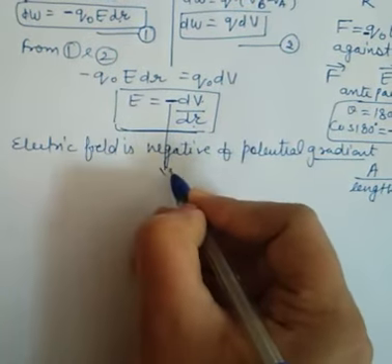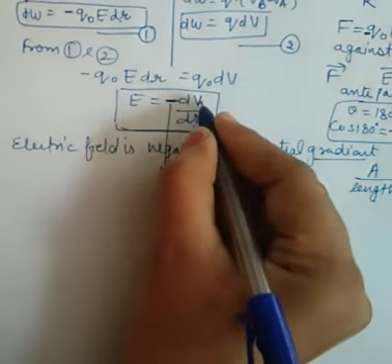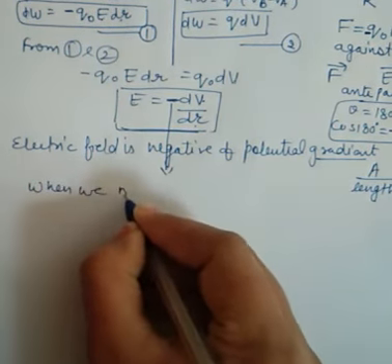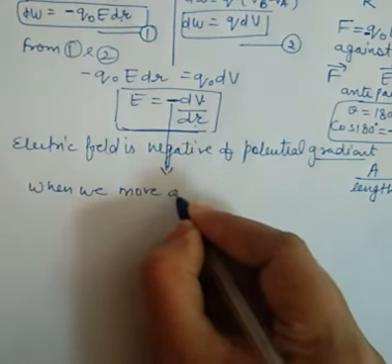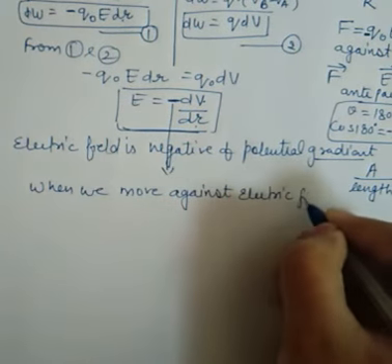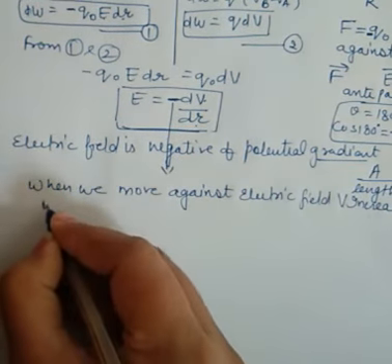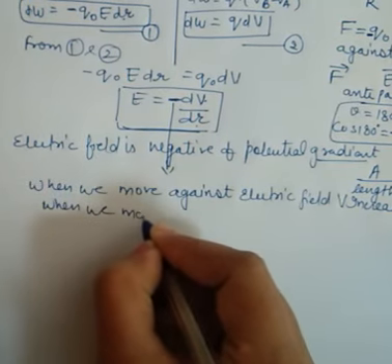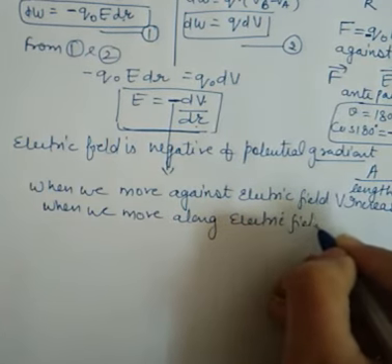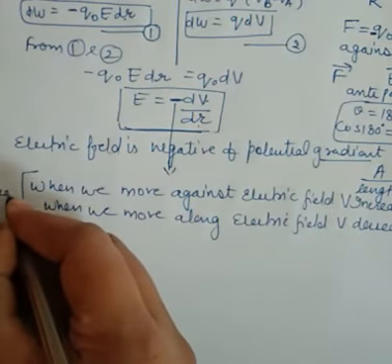What does this negative sign indicate? This negative sign indicates that E and V are in opposite direction. What does it mean? When we move against electric field, potential increases, and when we move along the direction of electric field, potential decreases. You have to learn this statement.